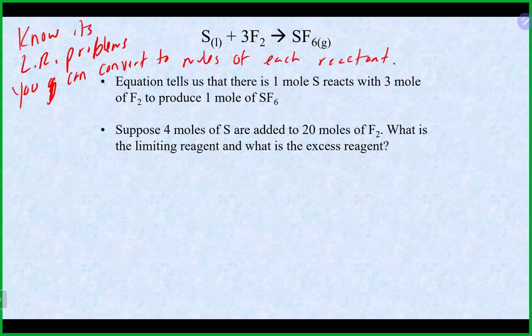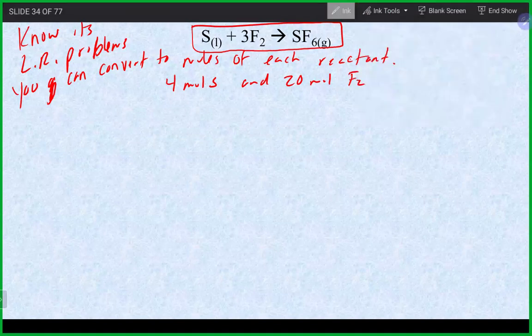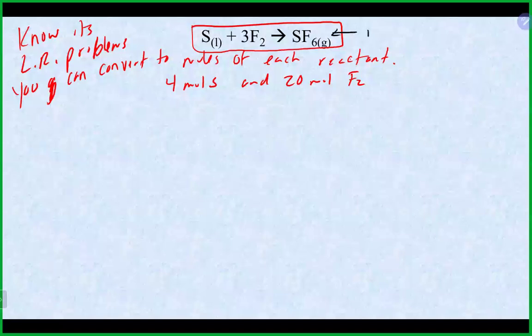So let's just say that we took this equation here, and we'll do a little example where we're going to start with 4 moles of S and 20 moles of F2. And we want to know, for example, how much product we would make here.